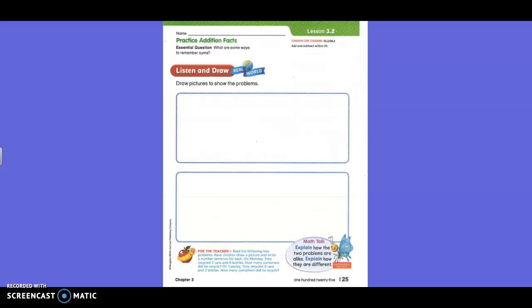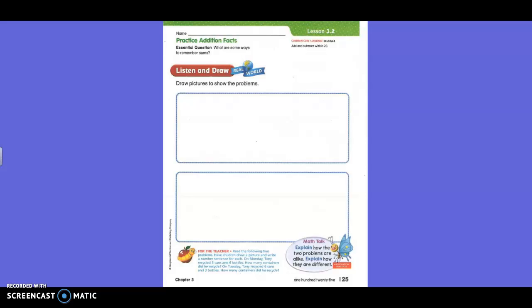Okay, second grade, today we are going to recall sums for basic facts using properties and strategies. Today it says draw a picture to show the problems. What are some ways to remember sums? Okay, let's do 3 plus 6 equals 9. Let's draw a picture to show that problem. Actually, let's write down the problem first.